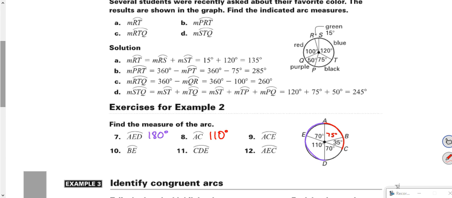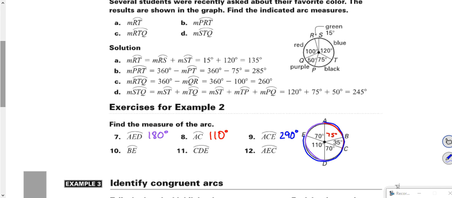ACE. Now, ACE is a major arc, and again, we got to go around the circle in that direction so you can see it. A, you have to go through C and then around to E. So it's essentially a whole circle minus the 70 degree, the only part that isn't outlined in blue there. So 360 minus 70 is going to be 290, major.